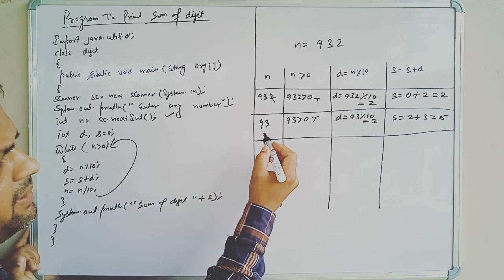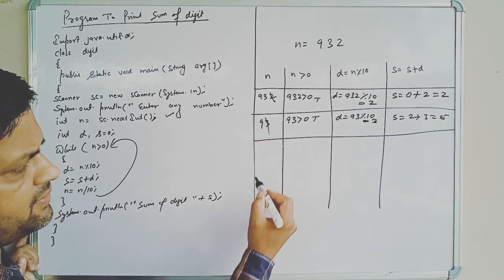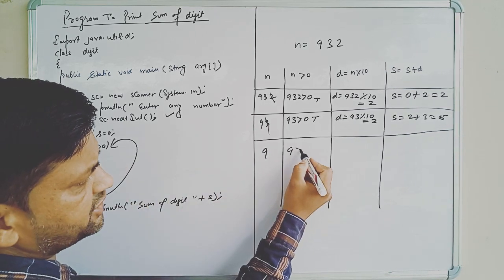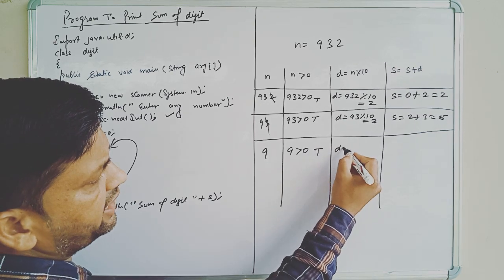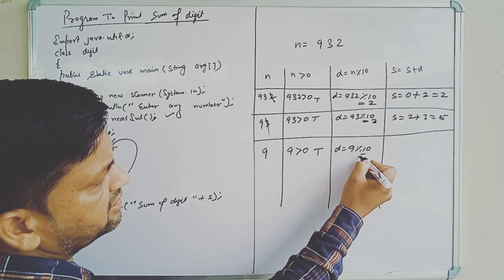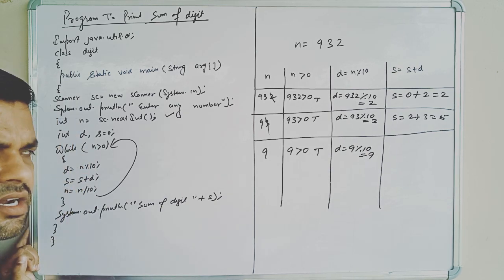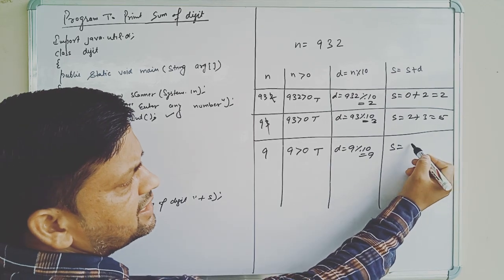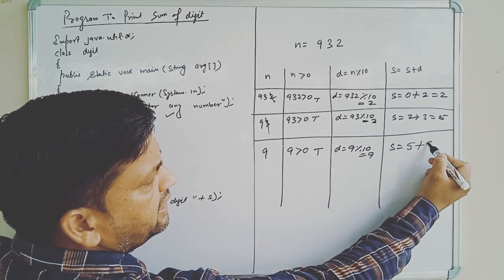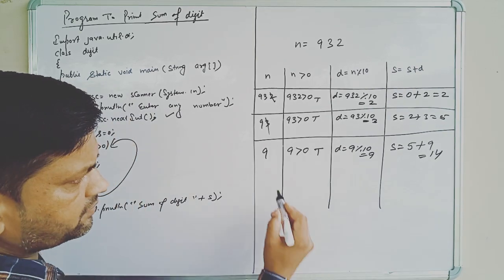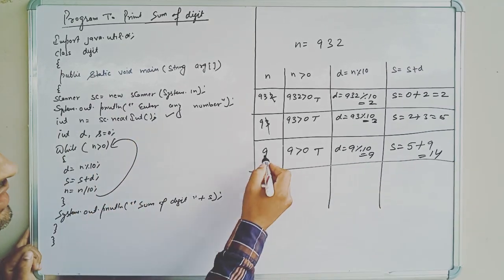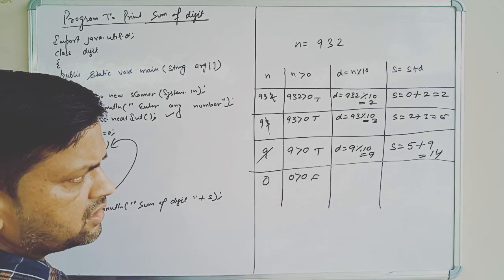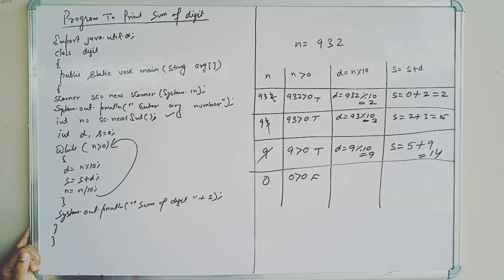Now again n value will be decreased by 1 digit. So what will be left under n? 9. So after here again it will go in the test condition, 9 greater than 0, true. D is equal to 9 mod 10. Mod of a digit with 10 is equal to the digit itself. So d, 9 mod 10 means 9. S is equal to, previous value of s is 5 plus current value of d is 9. So 14. Next time last digit is again removed. So what will be left now? 0. 0 greater than 0, condition false. So it will come out of the loop.